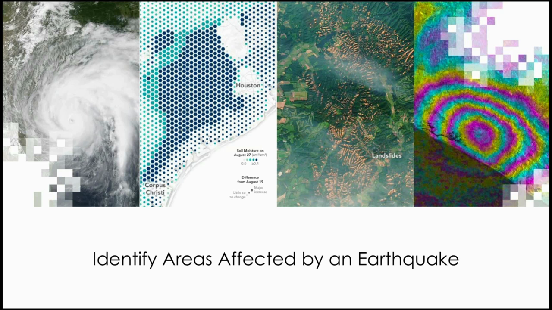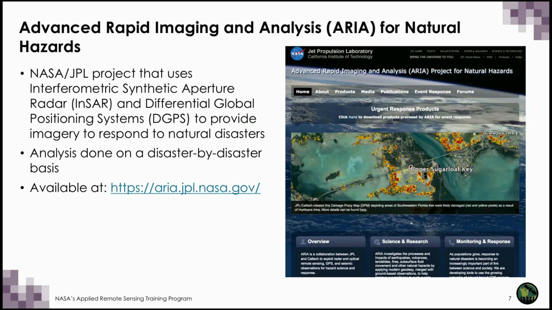Now let's discuss products that allow us to identify areas affected by an earthquake. The Advanced Rapid Imaging and Analysis for Natural Hazards platform, also known as ARIA, is a NASA JPL project that uses radar images, different global positioning systems, and other data sets to generate products related to different disasters. The analysis is done on a disaster-by-disaster basis, including earthquakes and landslides. ARIA generates science products and urgent response products for the science and disasters community. Analysis of these data sets are typically handcrafted following each event and are not generated rapidly and reliably enough for response to natural disasters. However, ARIA is developing the infrastructure to generate imaging products in near real time that can improve situational awareness for disaster response.